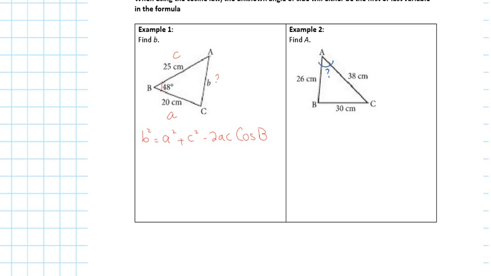So now it's time to put the numbers in the formula. A is equal to 20, so I'm going to put 20 squared, plus C is 25, so 25 squared, minus 2 times 20 times 25, cosine 48.